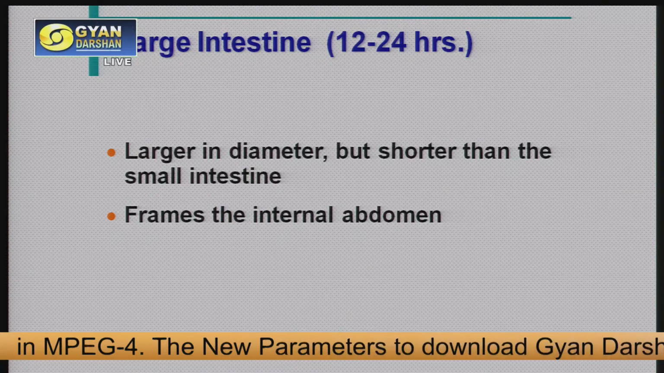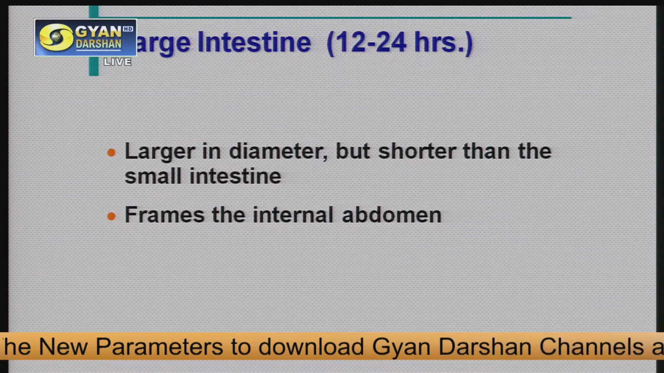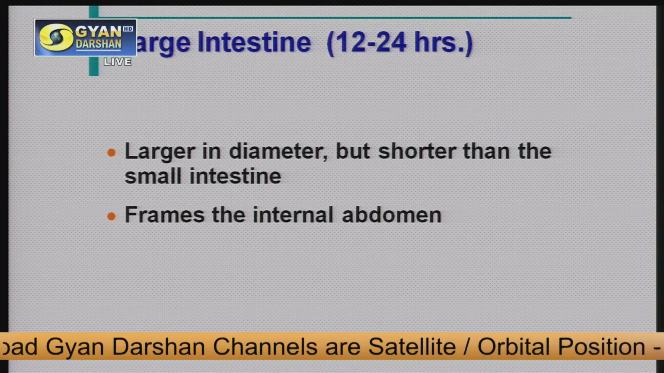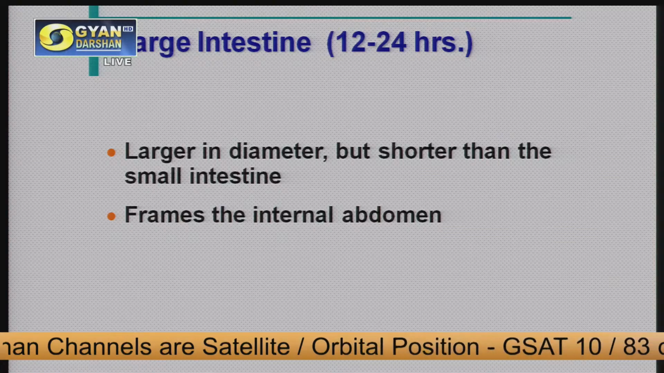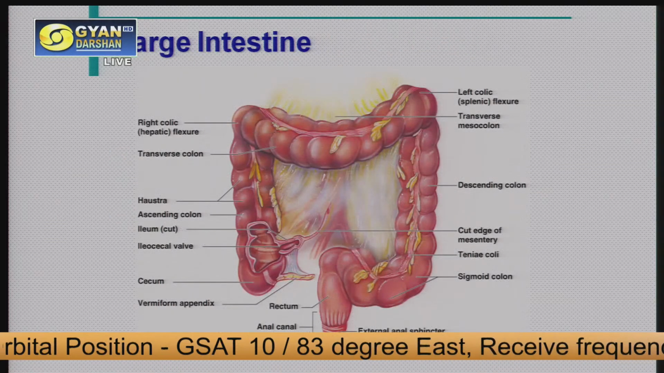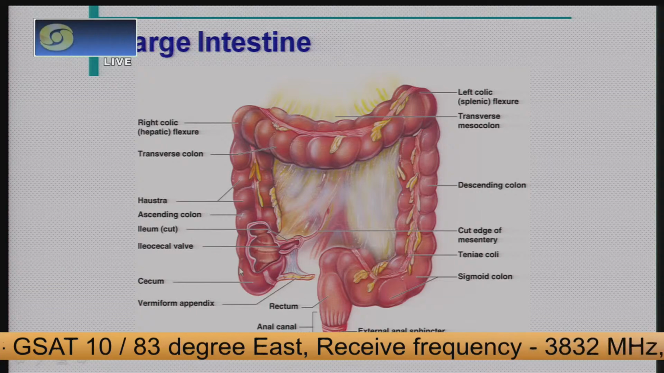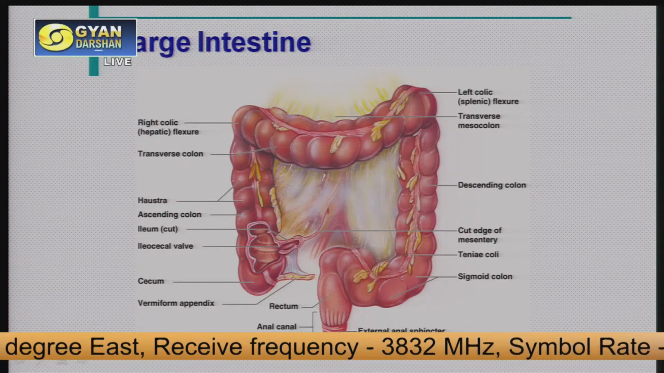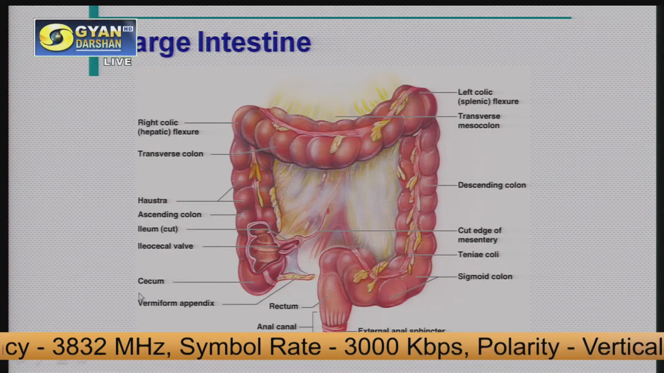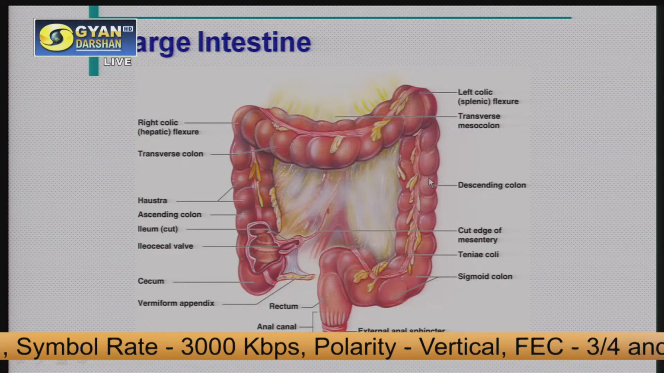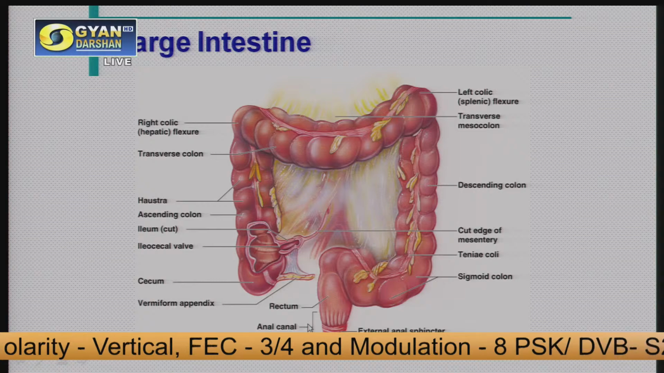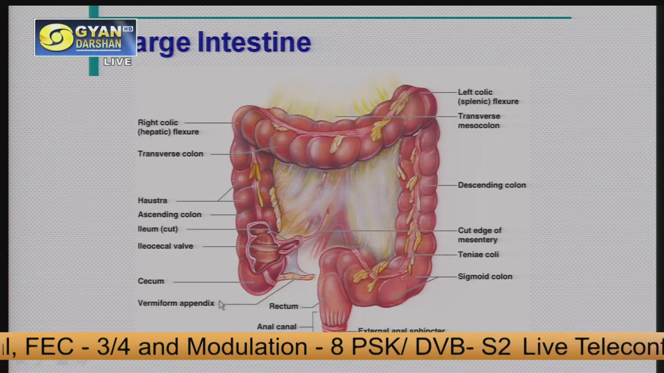Then we come to the large intestine. There it is for 12 to 24 hours and it is larger in diameter, but it is shorter than the small intestine and it frames the internal abdomen. Now this is the particular structure, as I have told you earlier also. This particular structure is the large intestine. This is the ascending colon, this is the descending colon, this is the rectum, this is the anal colon, and this is the vermiform appendix.